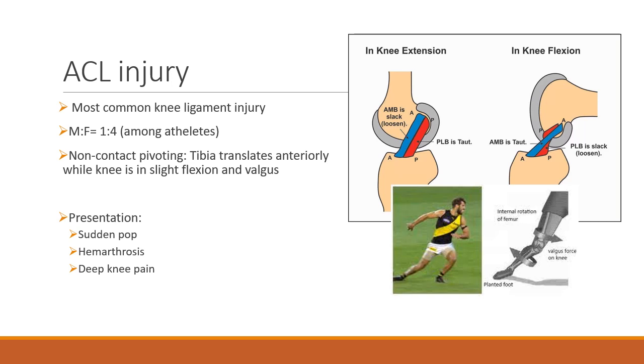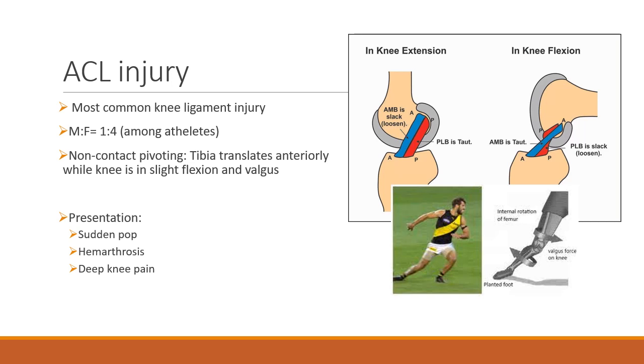The ACL consists of two bundles, the AM bundle, the anteromedial bundle, and the posterolateral bundle. The anteromedial bundle is isometric, which means it is tight in flexion and extension, while the posterolateral bundle is tight in extension and it provides stability for rotation.